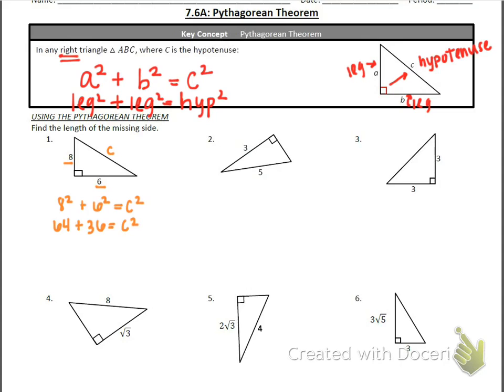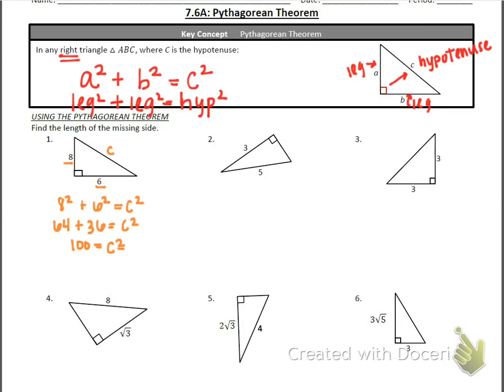64 plus 36 is 100. And then here's the tricky part. 100 equals C squared. I need to undo that square. Does anybody know what the opposite of squaring something is? Not a cube root, a square root.